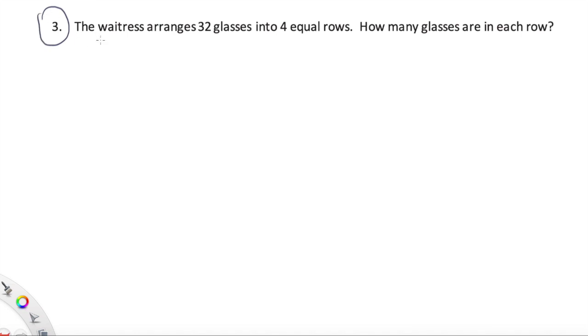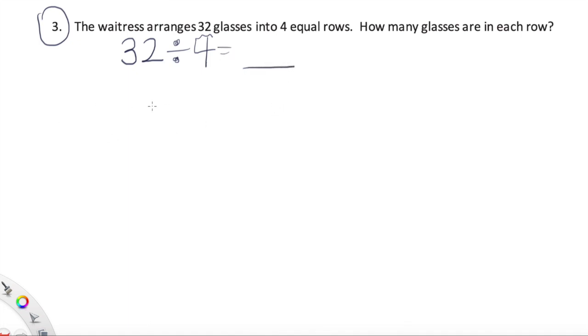In this problem, we're given some information. Let's read it together. The waitress arranges 32 glasses into 4 equal rows. How many glasses are in each row? Okay, so here, friends, we again are connecting division with multiplication. We have 32 divided by 4, and we are trying to figure out how many glasses are in each row.